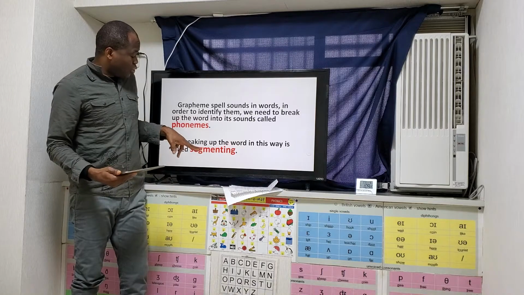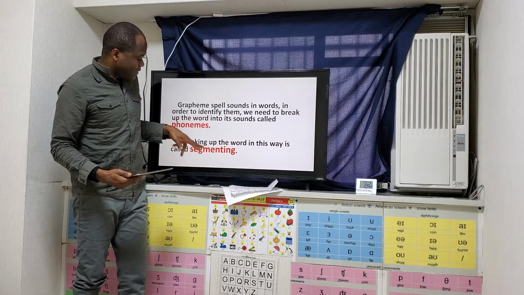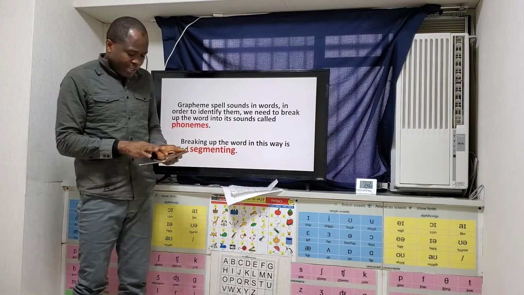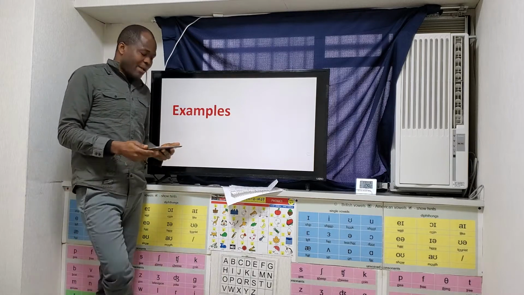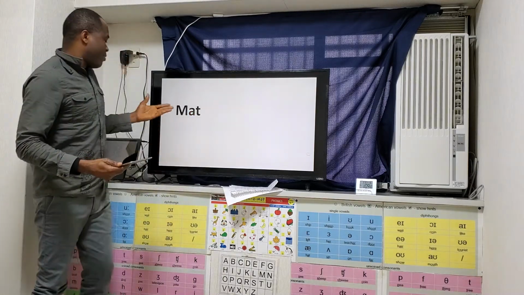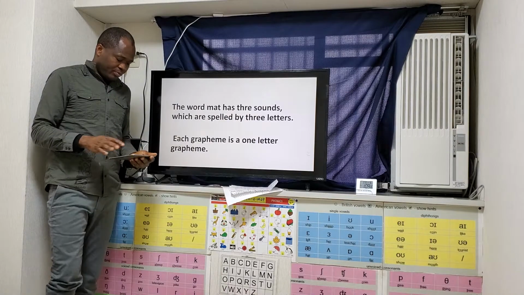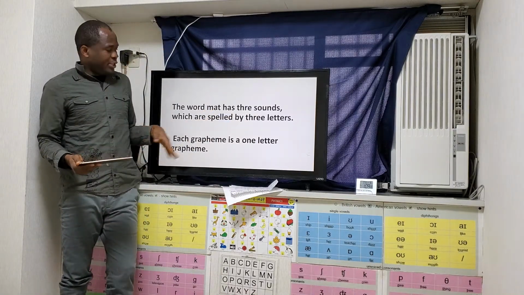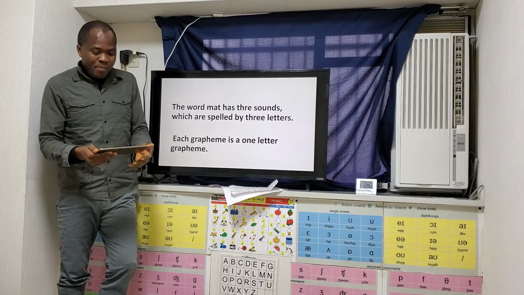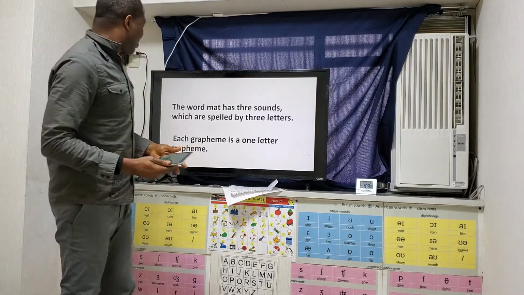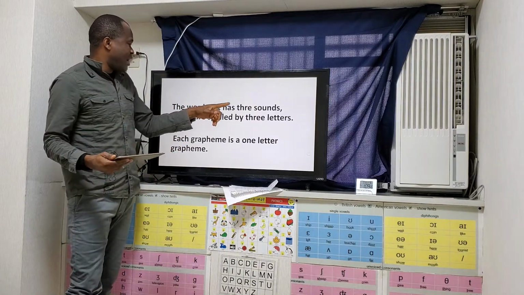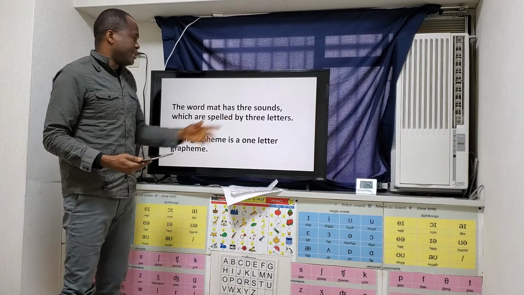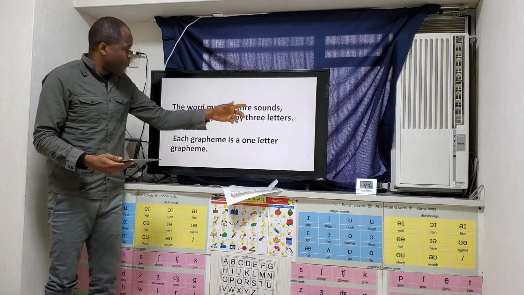We're going to talk about segmenting as a whole lesson. Segmenting is very, very important. Let's look at examples. I gave the example math, and I already did the demonstration, so let's just move on. The word math has 3 sounds. There's no E, forgive me for that.